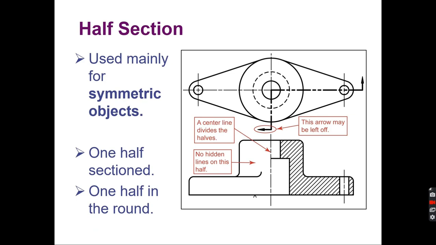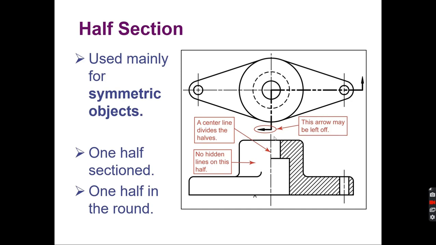Then we have half sections. A half section is used mainly for symmetric objects. Half of it is sectioned. One half is left in the round.